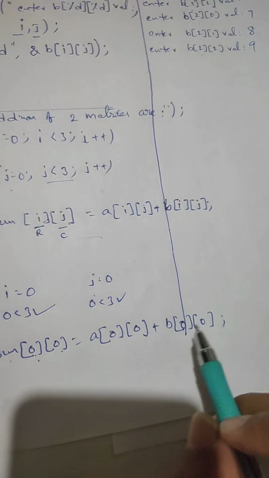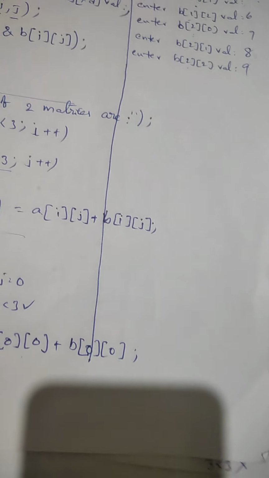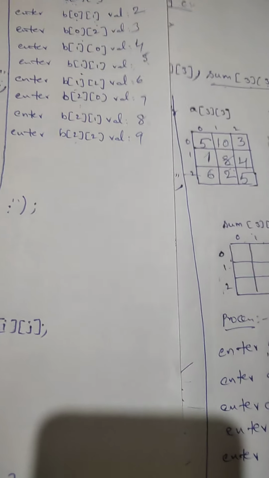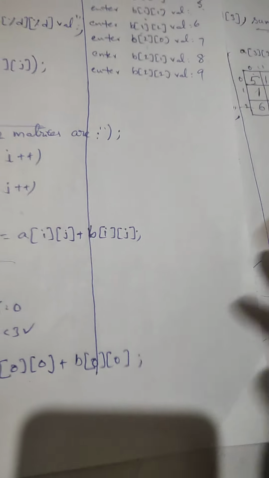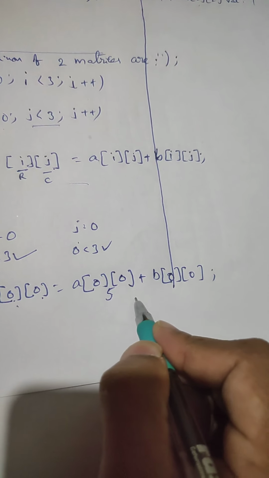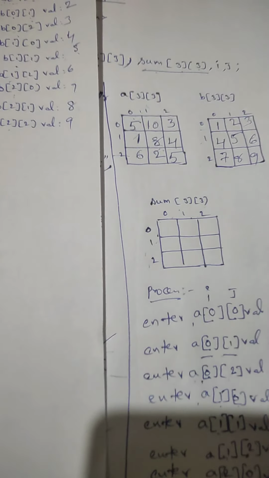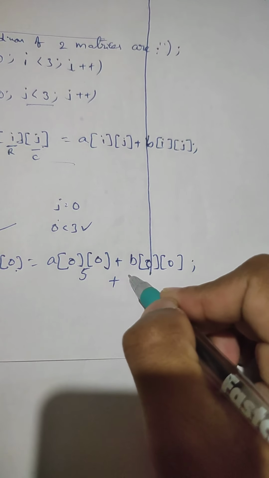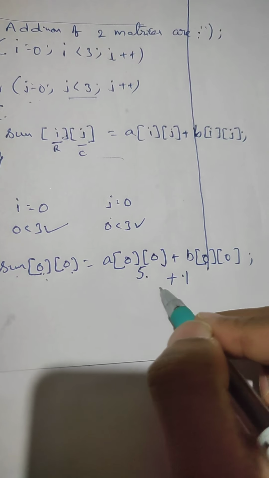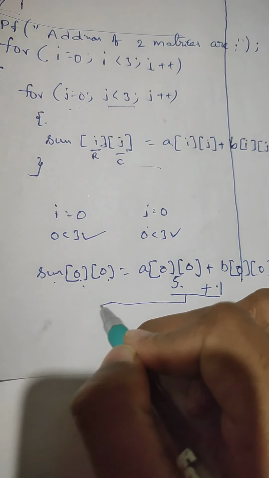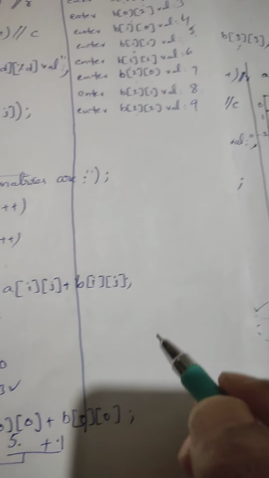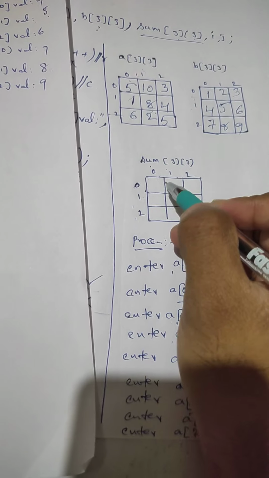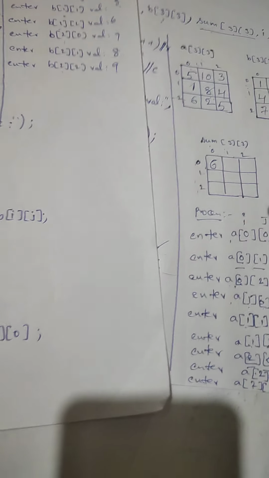So what is the value of a of 0 0? The value of a of 0 0 is 5. Next, b of 0 0 value is 1. So 5 plus 1, that is stored in which location? Sum of 0th row, 0th column. So here 6 is stored.